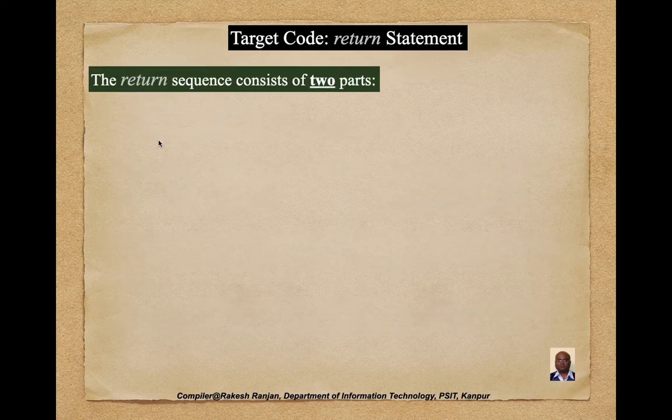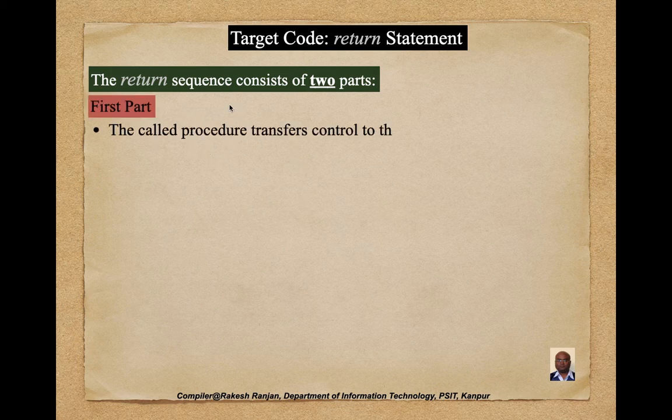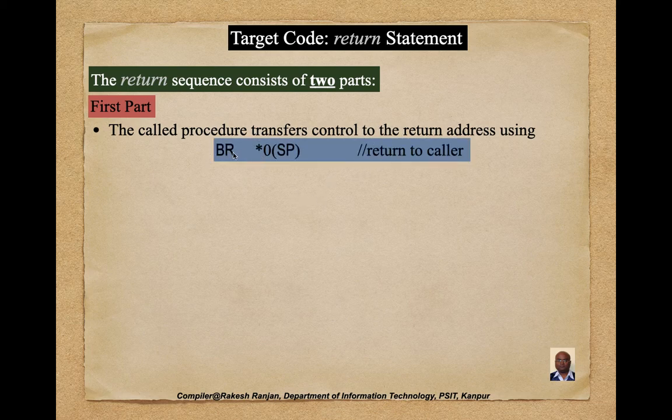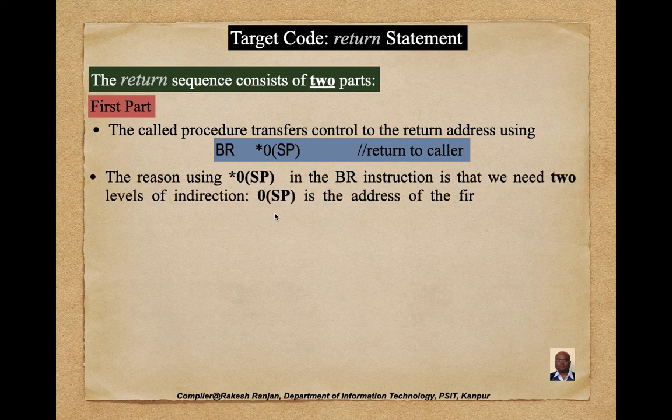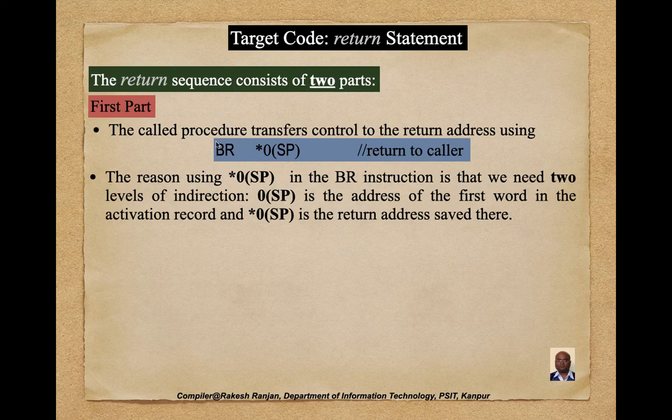Now let us learn what the return sequence is. How many parts does the return sequence have? For return we will get two sequences. The first part is that the called procedure transfers control to the return address using a statement like this: BR *0(SP). Whatever is at the top of the stack, it will return there, so we are branching here. This is an unconditional branch to that location. The reason for *0(SP) in the BR instruction is that we need two levels of indirection. 0(SP) is the address of the first word in the activation record, and *0(SP) is the return address, where the address is saved.